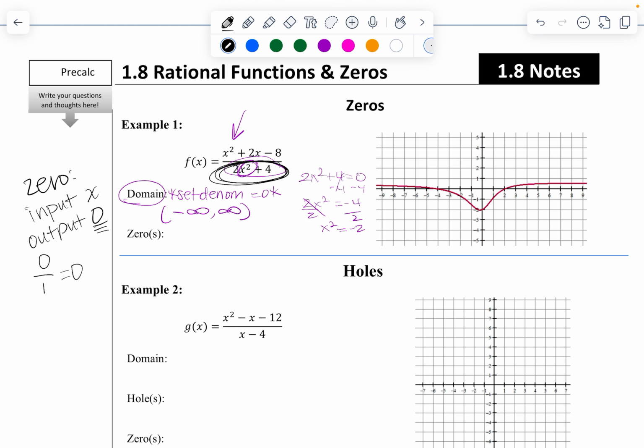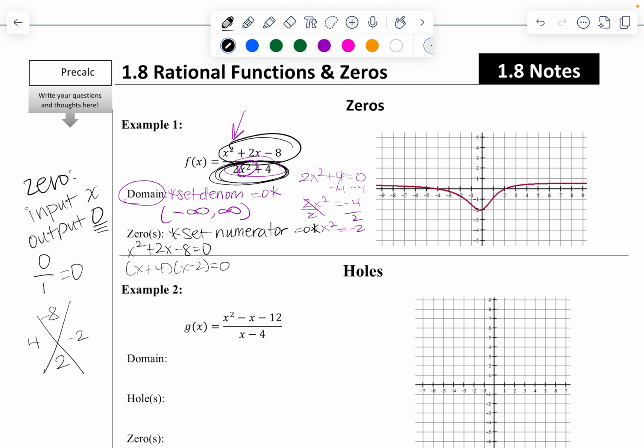So here's what we want to do. To find a 0, we're going to set the numerator equal to 0. So here we're going to say, okay, let x squared plus 2x minus 8 equal 0. Well, in order to solve this, we're going to need to factor: what multiplies to negative 8 and adds to 2? We know that that's going to be positive 4 and negative 2, so we'd get x plus 4 and x minus 2 equals 0. Use the zero product property to solve this. We get x equals negative 4 and positive 2 are the zeros.